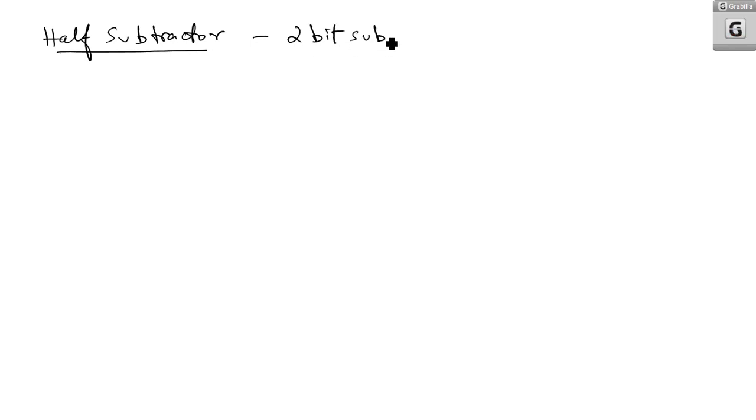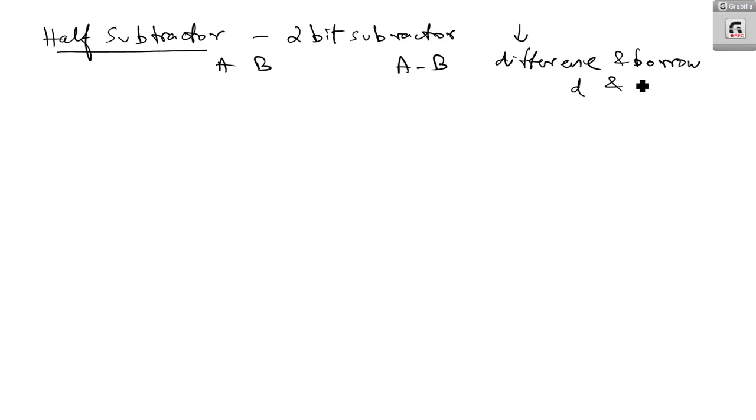So coming to half subtractor. Half subtractor is basically a 2-bit subtractor. Here you are having 2 bits A and B, and you will get the result as A minus B. In the result, you have difference and borrow, or you can write as D and B.